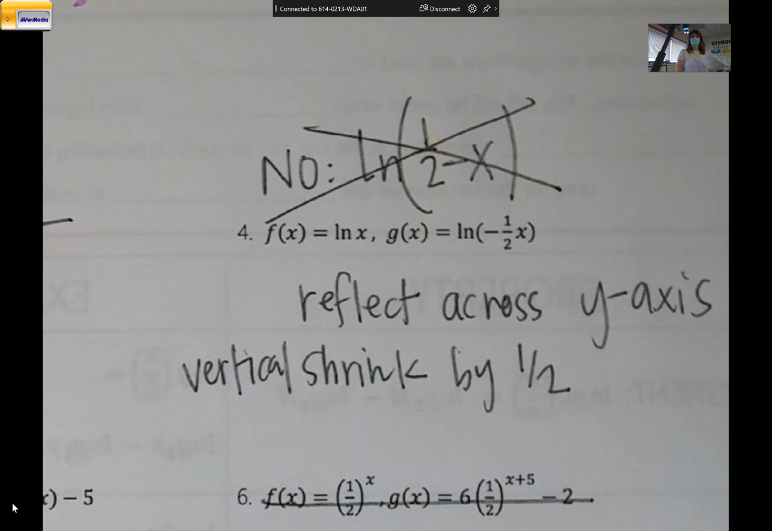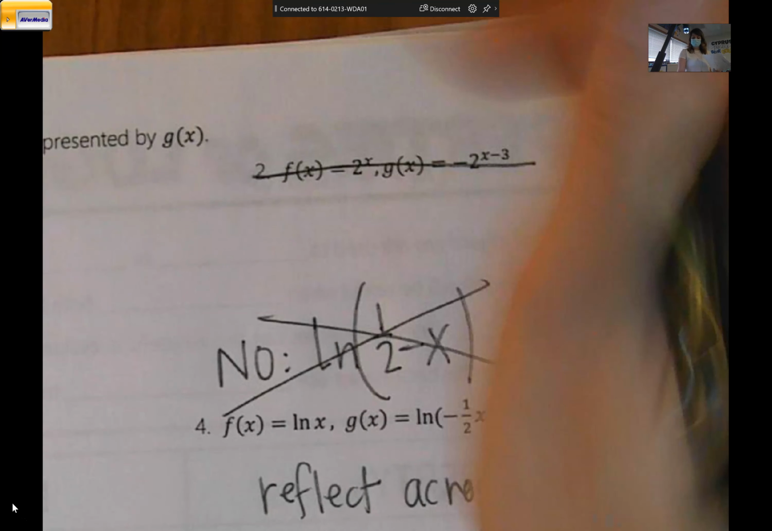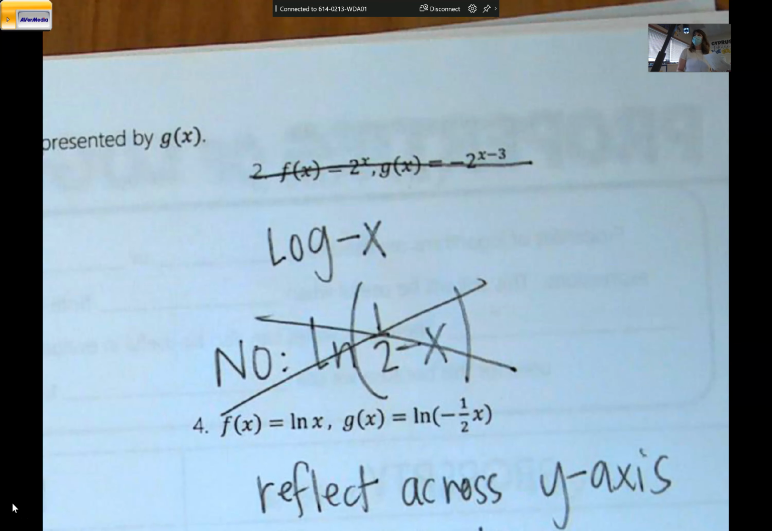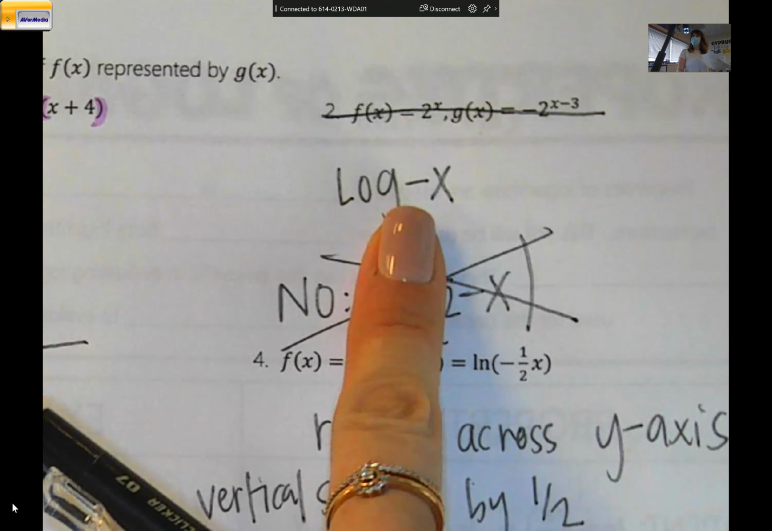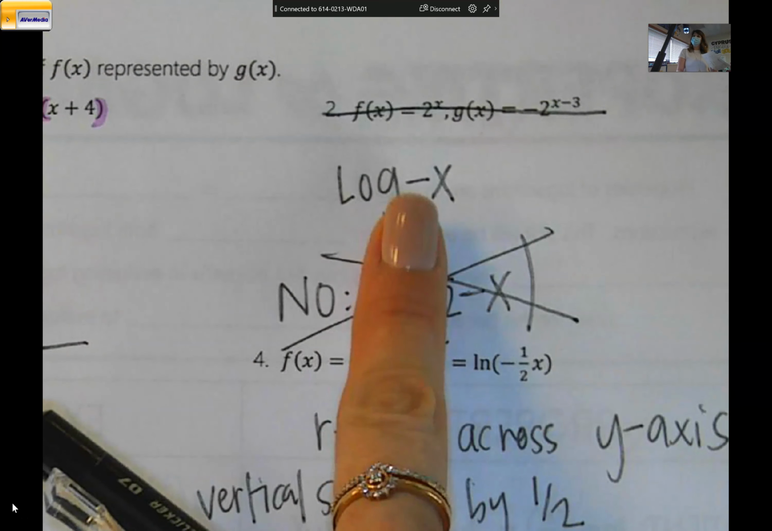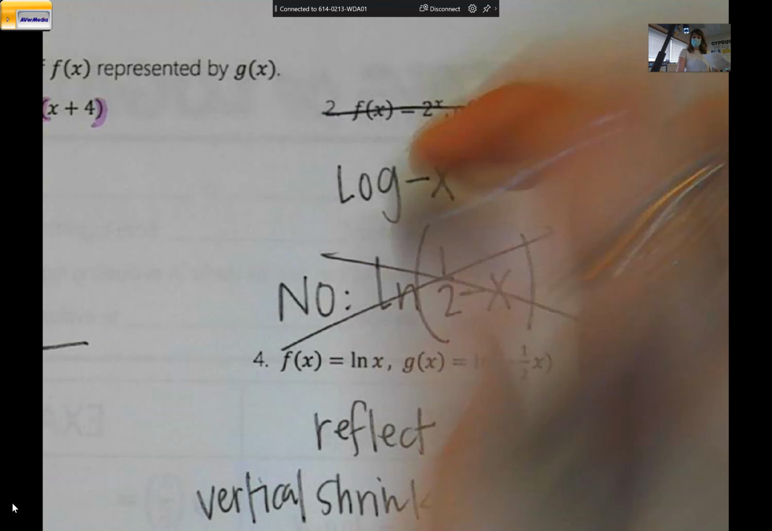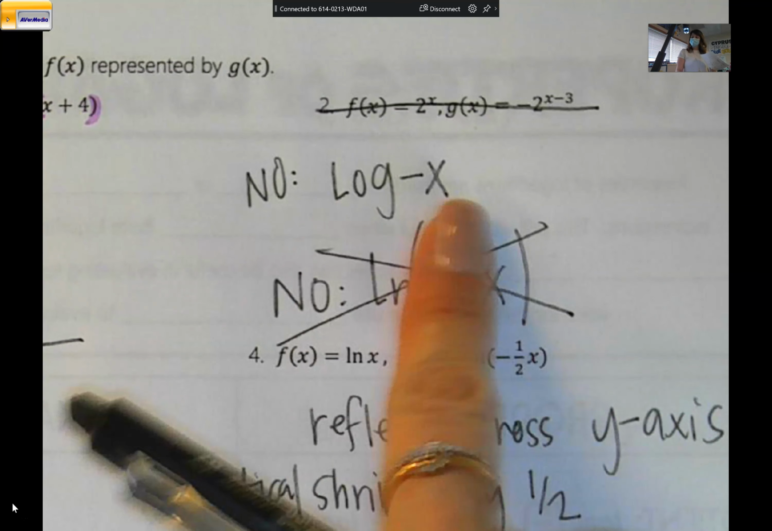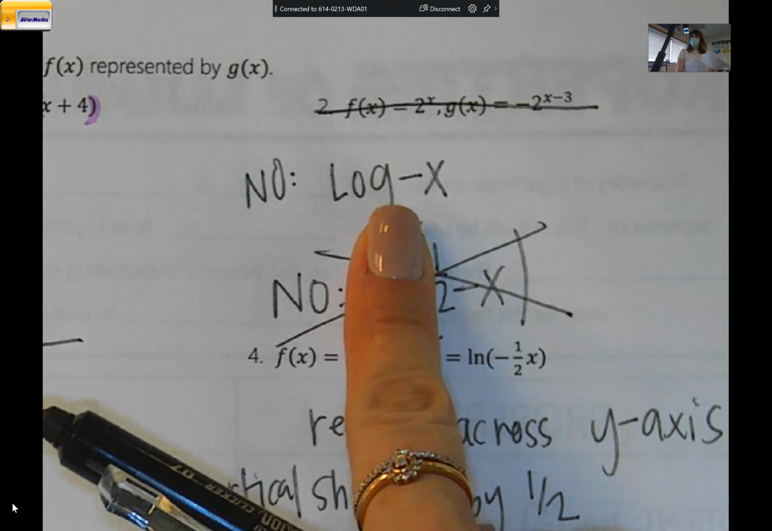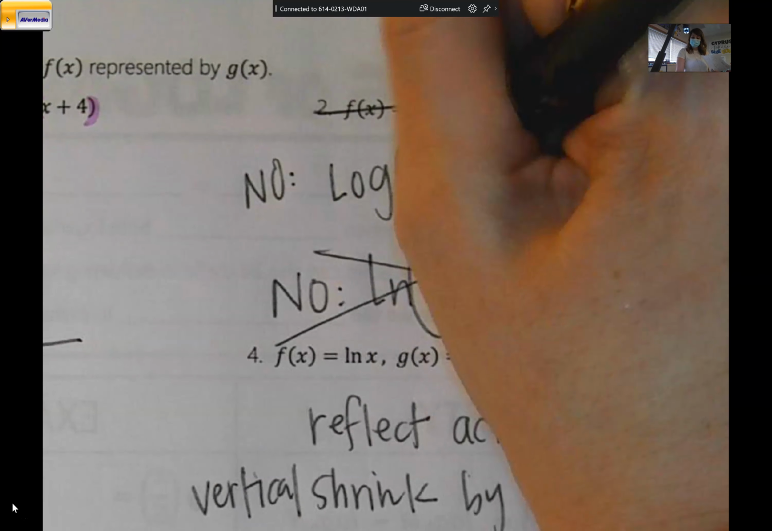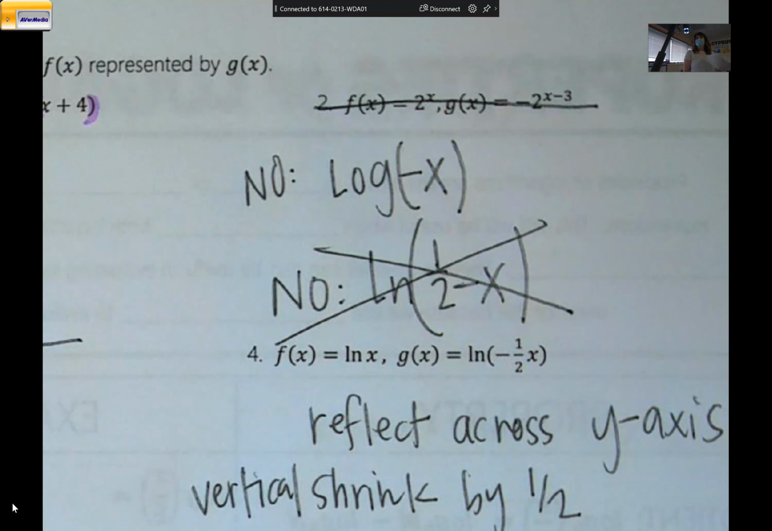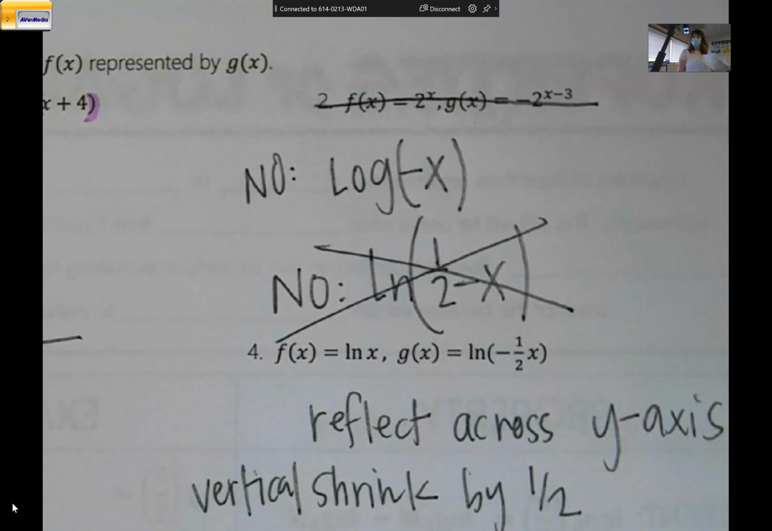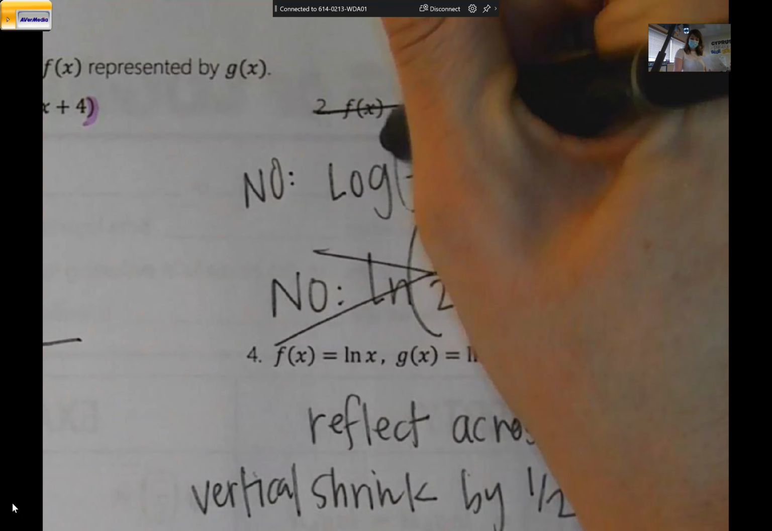You're okay there? Then the other thing is this. You don't want to write your reflection just like this, because what this looks like is log subtract x. The way that you would read that is log minus x, when really you're reflecting. So you need to make sure you always put those parentheses around. Is that making sense what's happening there?